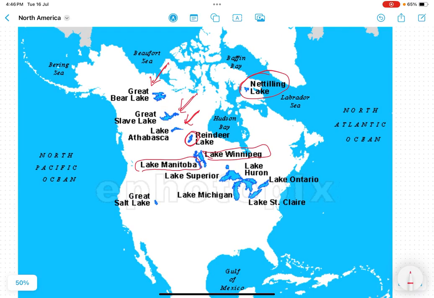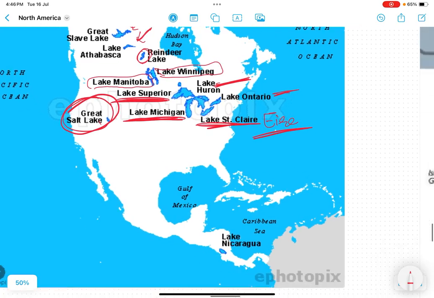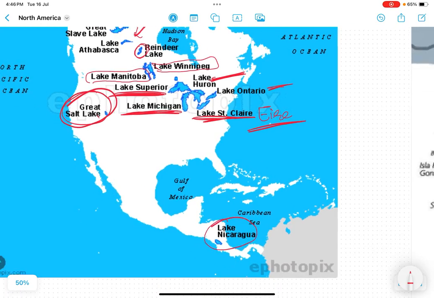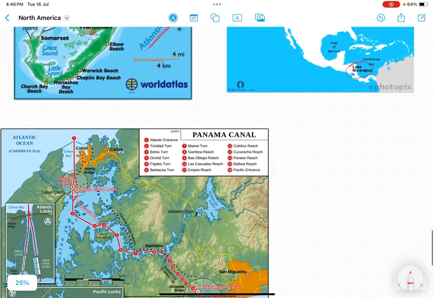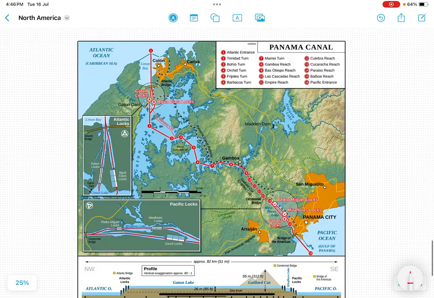Then the five important lakes that are called the Great Lakes. Right here you can see Lake Superior, Lake Michigan, Lake Huron, Lake Ontario, and Lake Erie. Lake St. Clair is also there. Then we have the Great Salt Lake right here. There are some other lakes like Lake Nicaragua and Lake Managua that we have already studied, right? Let's see another map, that is of the Panama Canal.